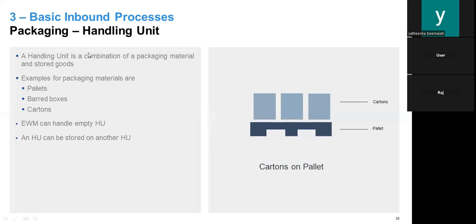So handling unit. There are different handling units, as I said, like pallets, boxes, cartons, or baskets. We can see some pallets, and on top of the pallets we can keep the cartons. In case of a nested handling unit, we'll have a big pallet, and inside the pallet we can place several boxes, right? That is nothing but a nested handling unit.